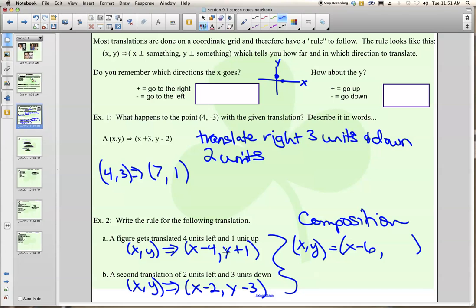With my y values, I added 1, and then I turned around and subtracted 3. So ultimately, where am I going from beginning to end? I would add 1 and minus 3 means that in total, I'm going to minus 2. So this would be the rule for the composition. These would be the rules for the individual translations.